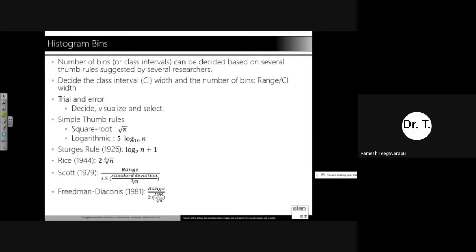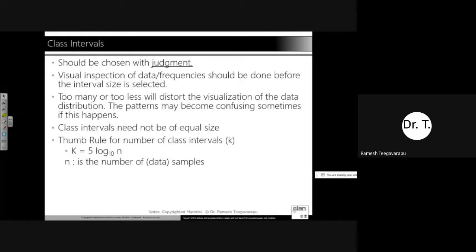There are some new developments from Japan. There are a couple of papers which have come up with the best optimum size and number of bins, so that we can show the distribution more accurately than by arbitrarily selecting the number of bins by these thumb rules. There are several thumb rules which are available. Some of them work very well. Some of them are completely useless. It depends on the data. So we need to be very careful about that. It should be chosen from judgment.